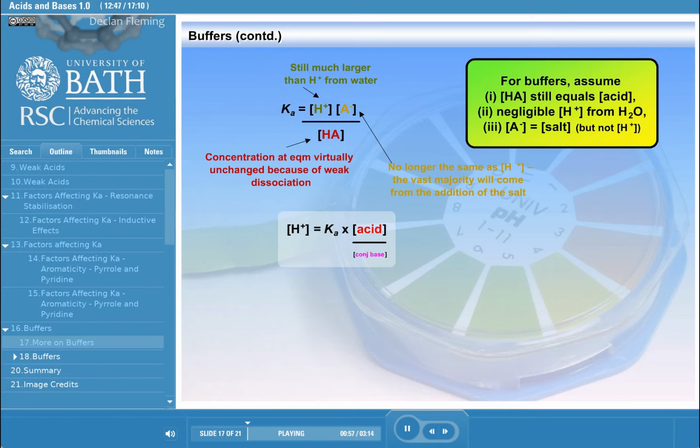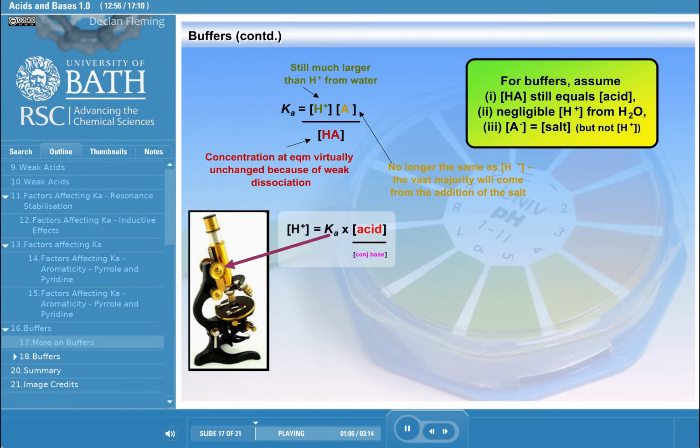This means that the Ka, or more specifically the pKa, will give us the starting point for the pH of our buffer. It's a bit like the coarse focus on a microscope. Once we have our ballpark pH, the ratio of the acid to the conjugate base can act as a fine focus to tune the pH to exactly what we want it to be. If these two concentrations are equal, then this term will be 1, and H+ will equal Ka, so the pH will be the same as the pKa.